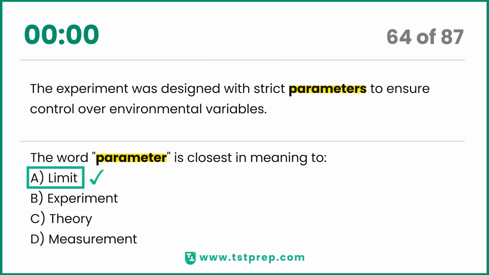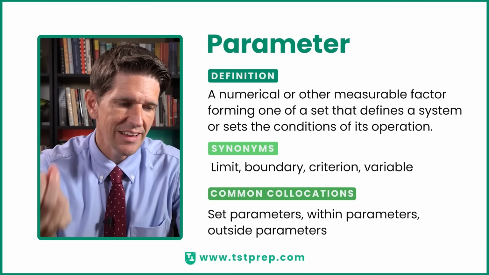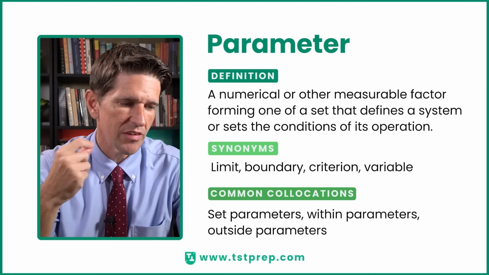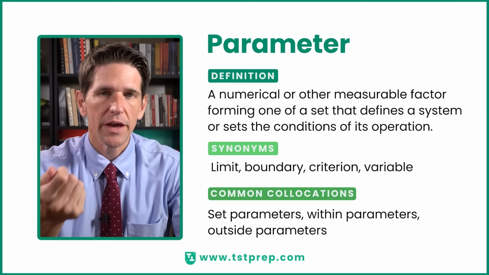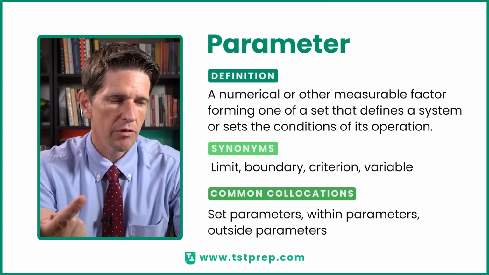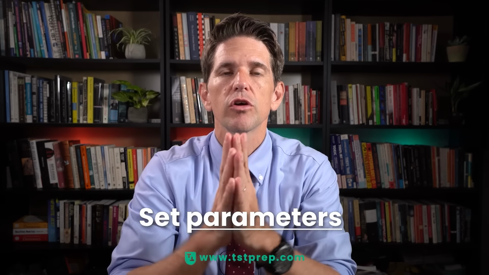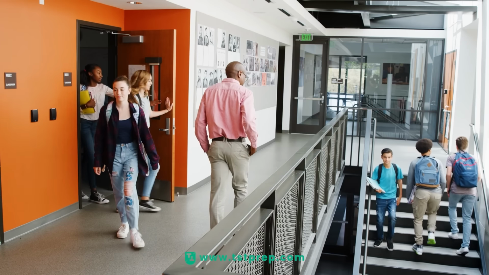All right, here's a useful word for when you're doing research. It's the limit, A. So a parameter is a numerical or other measurable factor forming one of a set that defines a system or sets the conditions of its operation. Common collocations are set parameters, within parameters, outside parameters. I would think about this in terms of an experiment. So if you're going to set parameters, let's say you're going to do an experiment, something about your school.